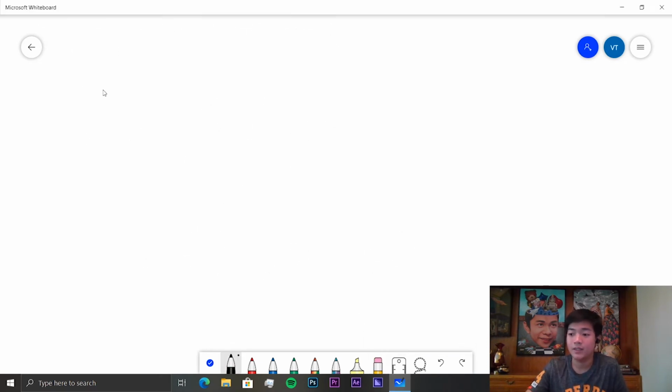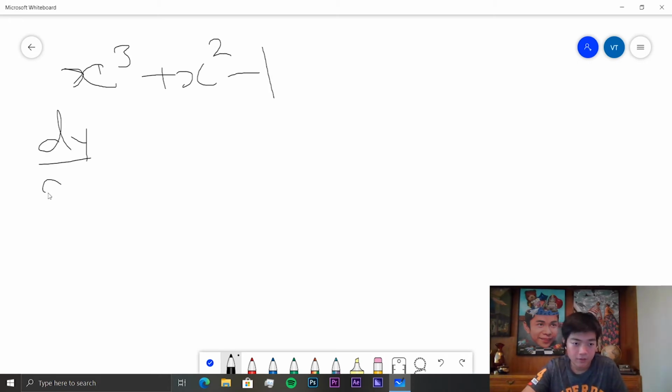And the next curve is x cubed plus x squared minus 1. So the first derivative is equal to 3x squared plus 2x.